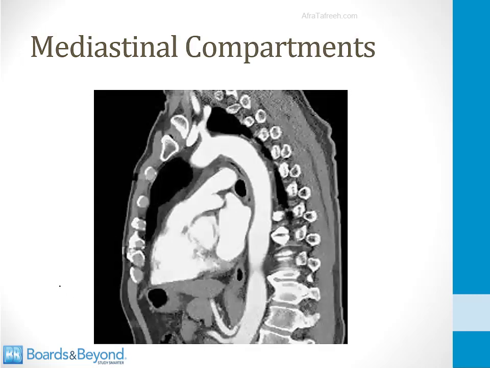Here's a CAT scan through the mediastinum, and let's go through the structure. So we've got the heart right here. This is the aorta right here. In the back we have the spine, and in the front we have the sternum right here. The anterior mediastinal compartment is everything I'm marking with my white pen right now. It's everything anterior to the pericardium between the heart and the sternum. The middle compartment is what contains the heart and the great vessels, and then the posterior compartment is what contains the spine and the spinal cord.